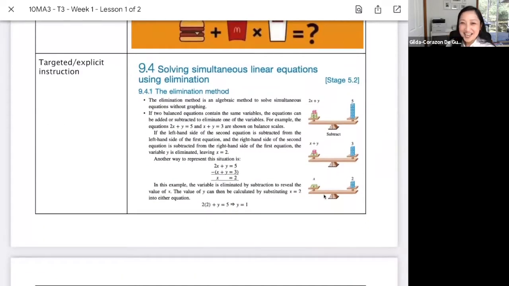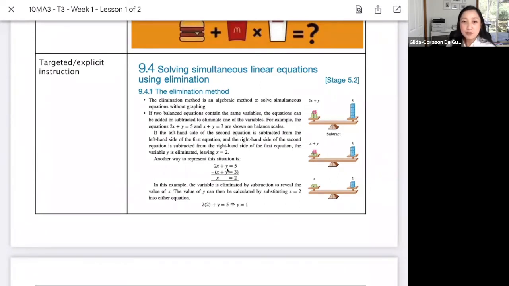All right, so let's have a look at solving simultaneous linear equations using the elimination method. The elimination method is one of those algebraic methods. It is a method where you don't have to use graphing. You don't have to waste a lot of space in your book to graph and find out what the point of intersection is, but you'd be able to do it algebraically. Now, by its name, it says elimination method. So what you need to do is to eliminate one of the variables.